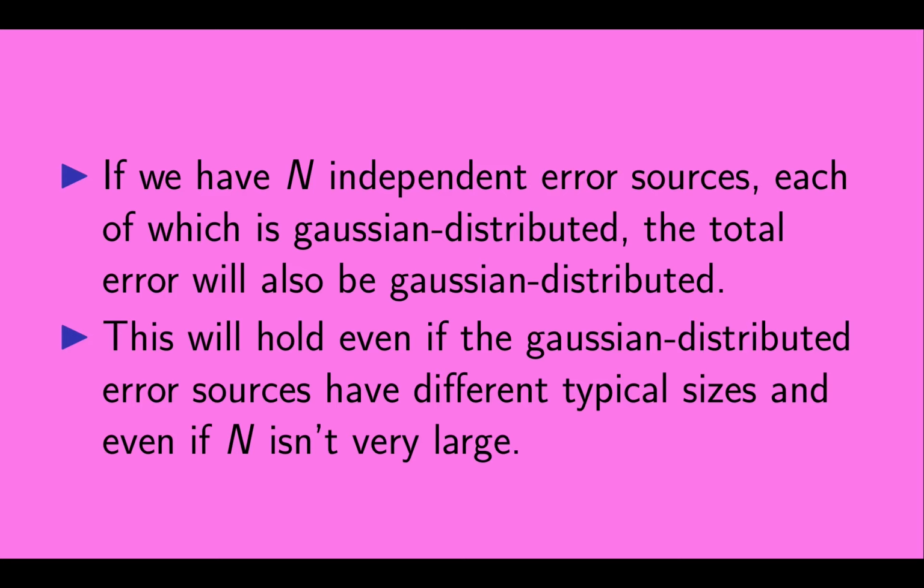Furthermore, if we have n independent error sources, each of which is Gaussian distributed, the total error will also be Gaussian distributed. And this holds even if the Gaussian distributed error sources have very different typical sizes, and also even if n isn't very large.